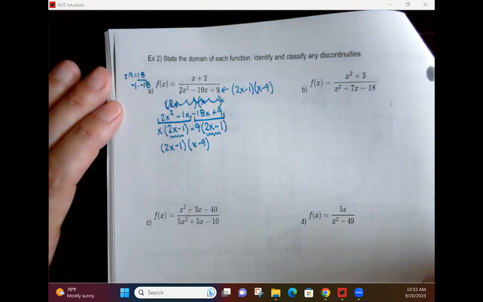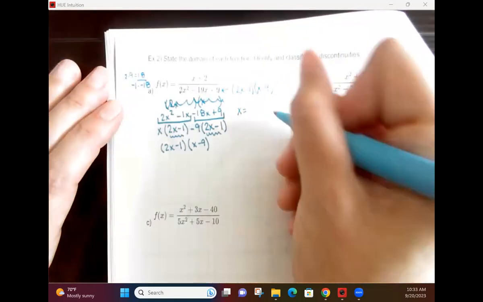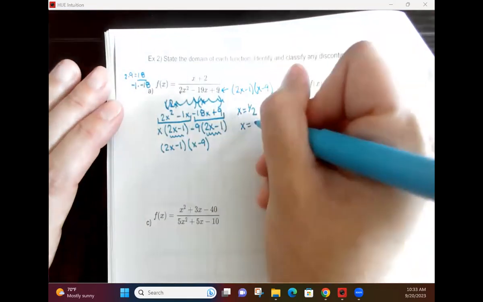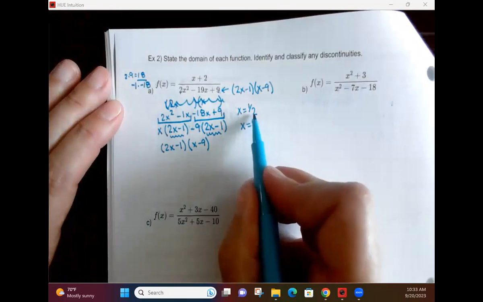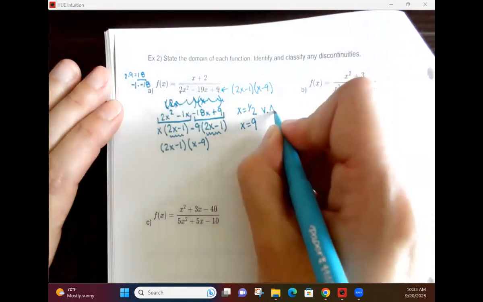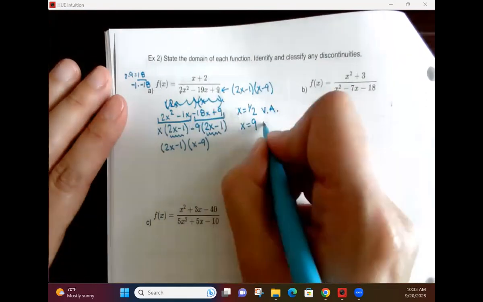From here, I can see my excluded values. So I would need to exclude 1/2, and I would need to exclude 9. Will 1/2 be an asymptote or a hole? Asymptote. I cannot reduce this factor with what's on top, so that's a vertical asymptote. How about 9? Asymptote or hole there? Also an asymptote. I cannot reduce this factor, so that is an asymptote.